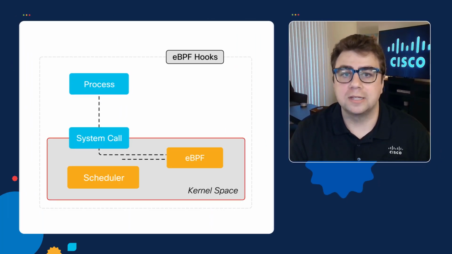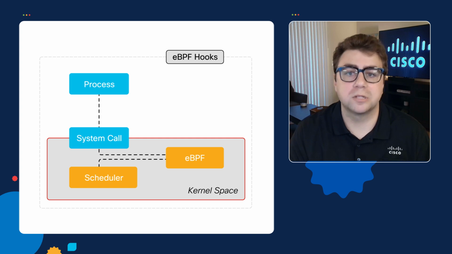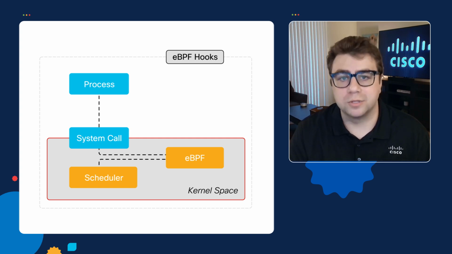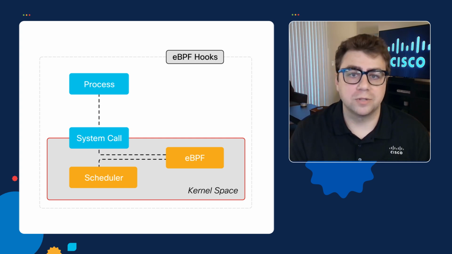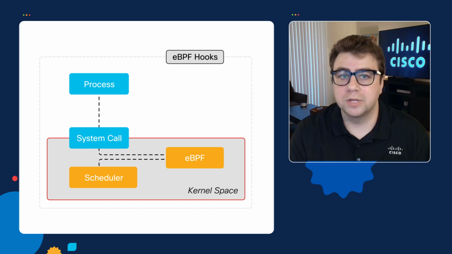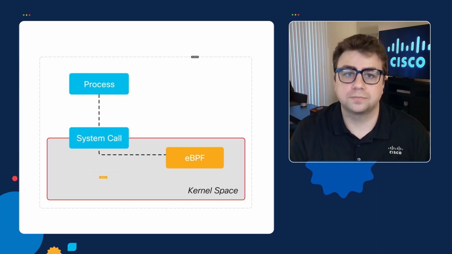eBPF works by loading small programs into the Linux kernel, which are written in a very restricted version of the C programming language. The programs are compiled directly into eBPF bytecode that is suitable for kernel-level execution. These programs can attach to various hooks in the kernel and run in response to specific actions, which include system calls, function entries and exits, kernel trace points, network events, and more.